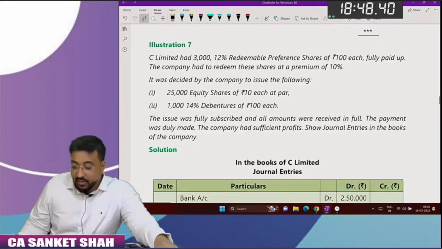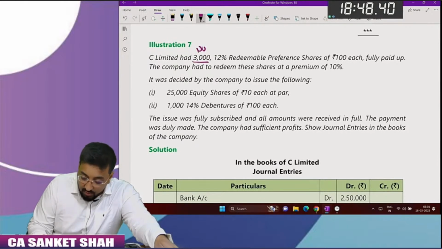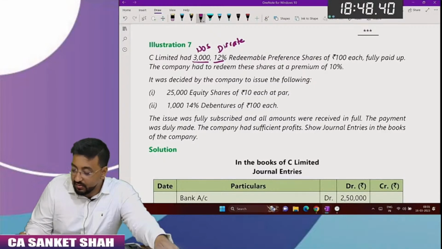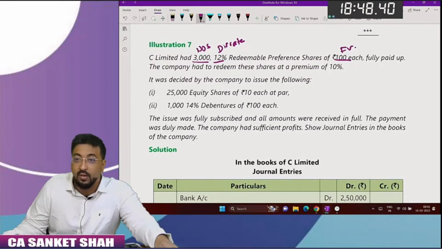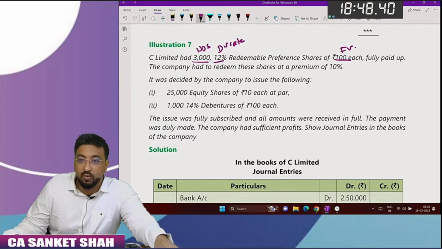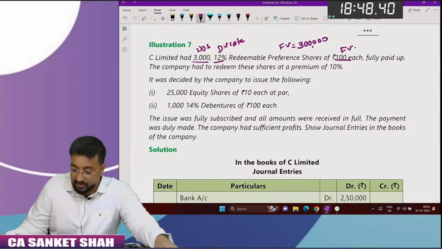C Limited had 3000 shares. What will we call 3000? Look quickly. 3000 is a number. Write down numbers. 12%, what is this? Dividend rate. Every time you write this, 100 rupees face value, so whenever you are revising it, you will find it easy. The 3000 shares of rupees 100, so what is the face value of this redemption of preference capital? 3000 is 3 lakh rupees. This is the face value.